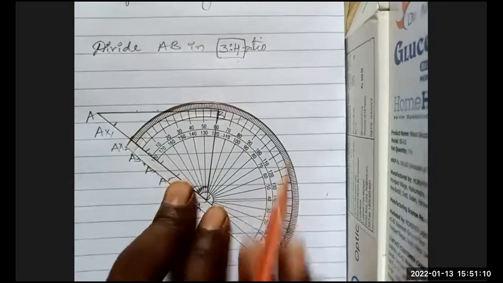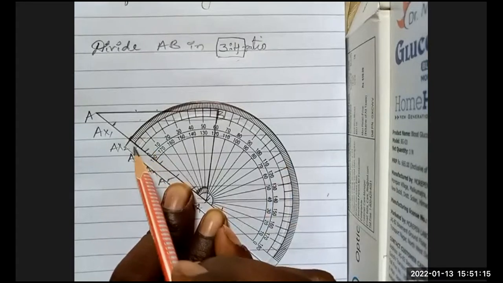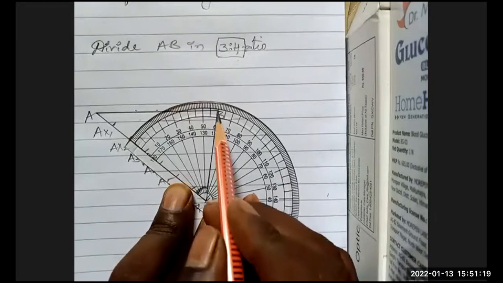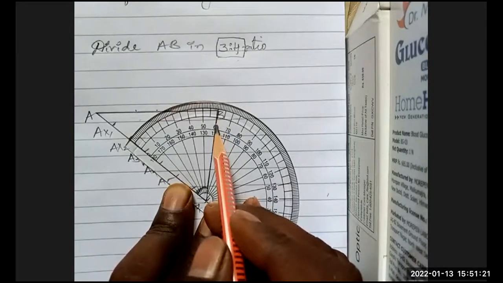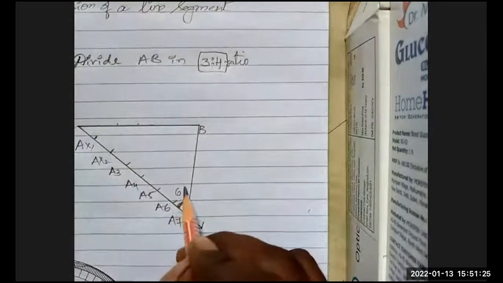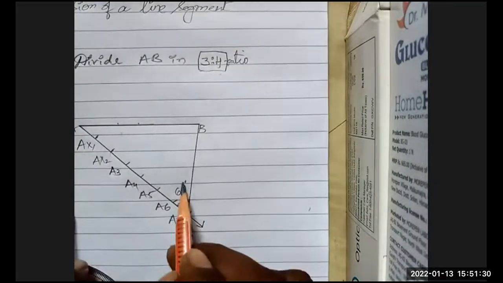The baseline is on the left side, so on the left side, you should look for 0. Here is the 0. Starting from 0, count it. Where is this line? This line is here. So it's around 60 degrees: 40, 50, 60. Since it is 60 degrees, note it down here, 60.